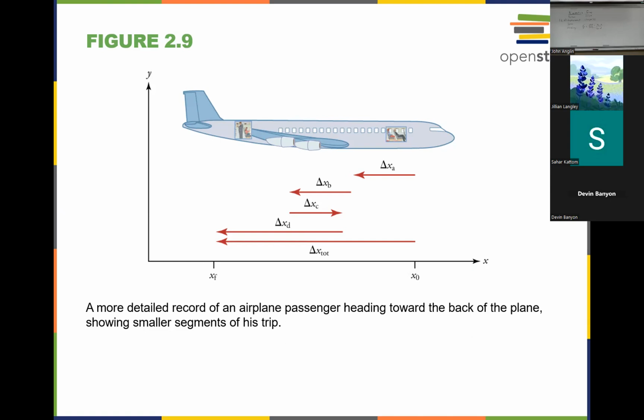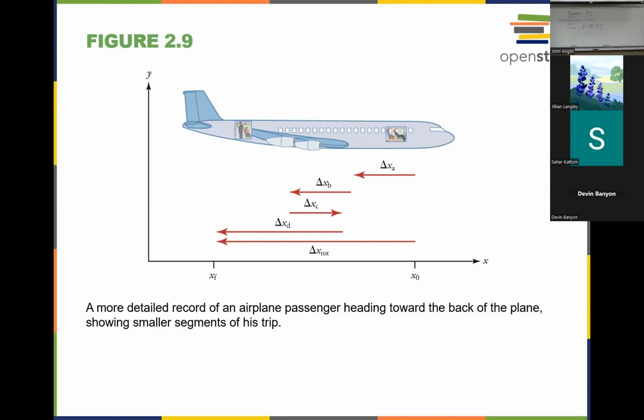Delta X sub D. And then our delta X total, notice what we're doing is we're adding all of those things. So our delta X total there is going to be our delta X A plus our delta X B plus our delta X C plus our delta X D. Remember, your deltas are going to have direction. So our delta X A, B, and D are all going to be in the negative direction. And our delta X C is going to be in the positive direction.